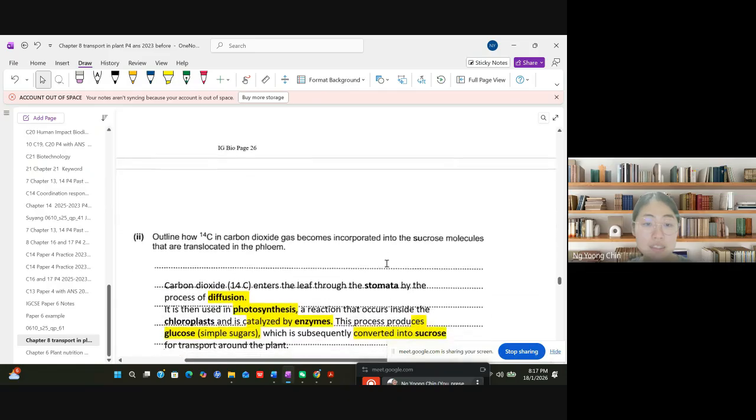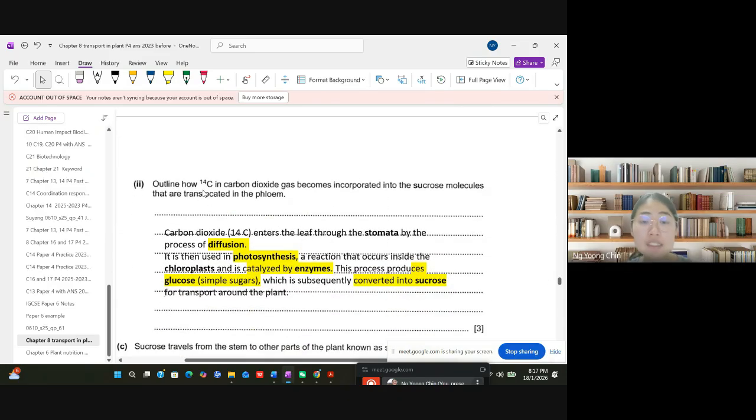Okay, and then outline how the 14C in the carbon dioxide gas becomes incorporated into the sucrose molecule and then translocated in the phloem. So where do you get the carbon dioxide? You get the carbon dioxide from the atmosphere. Carbon dioxide is a gas, right? The gas enters the leaf by what? By stomata, by simple diffusion.